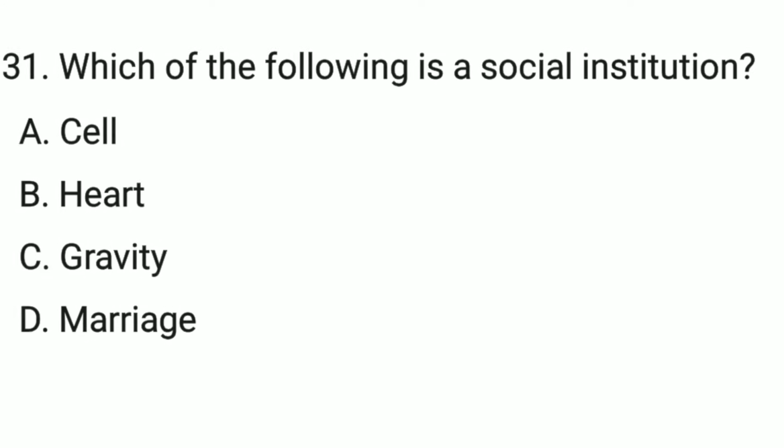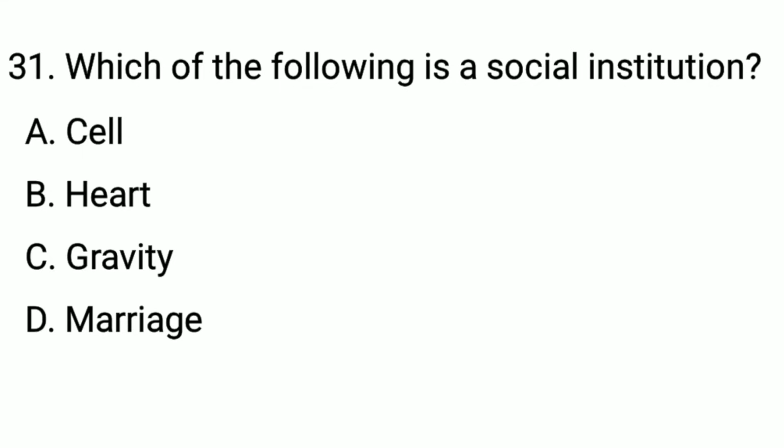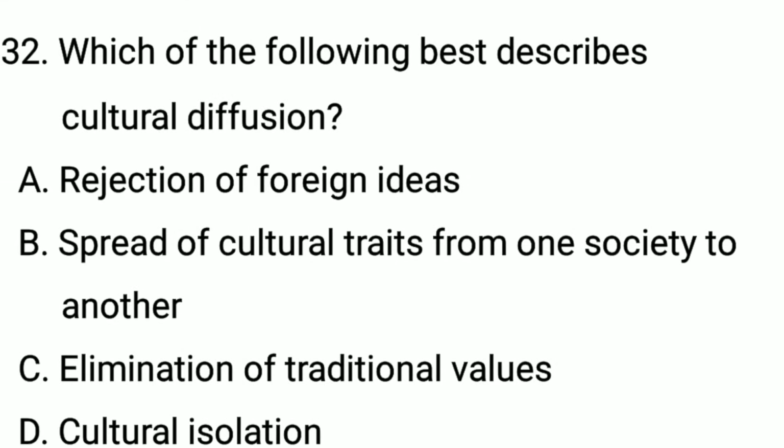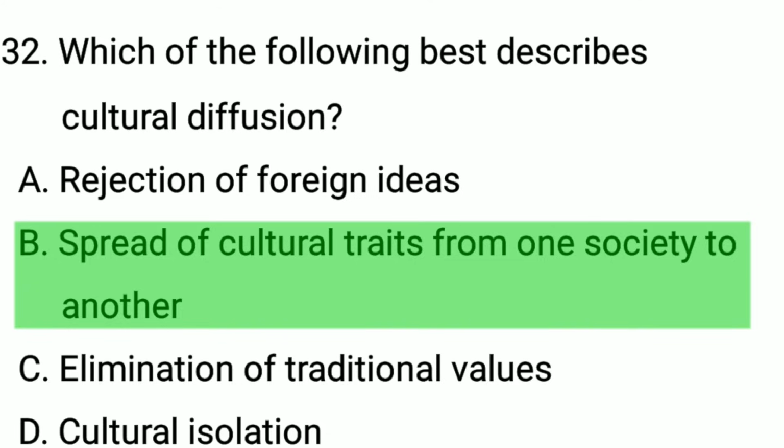Question number 31, which of the following is a social institution? The right option is option D, marriage. Question number 32, which of the following best describes cultural diffusion? The right option is option B, spread of culture traits from one society to another.